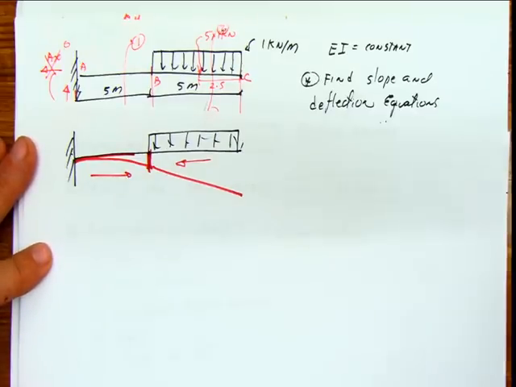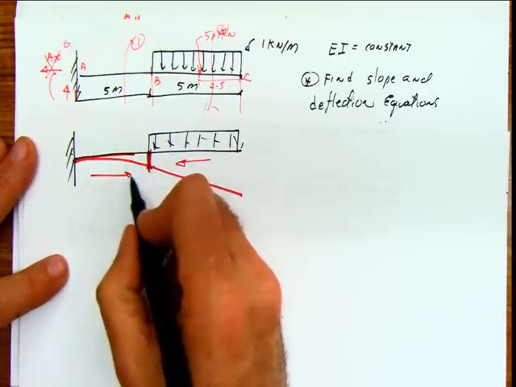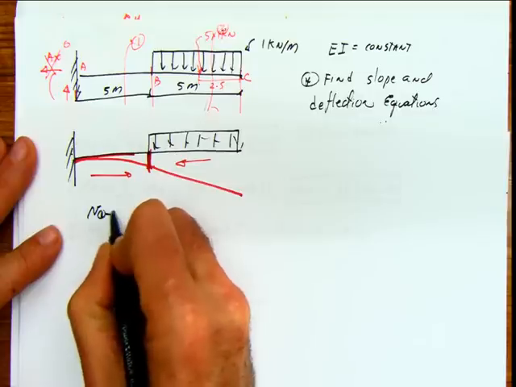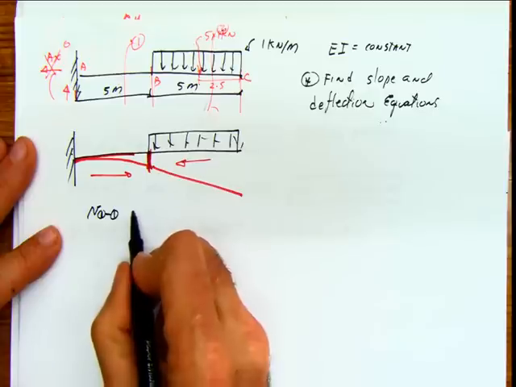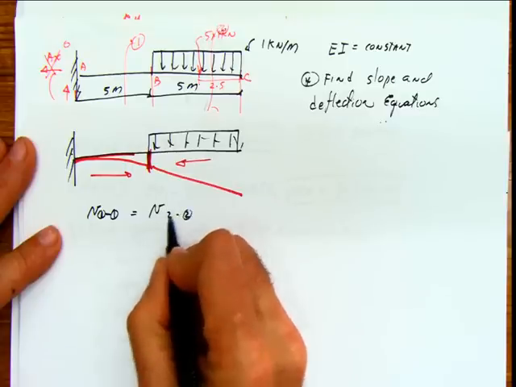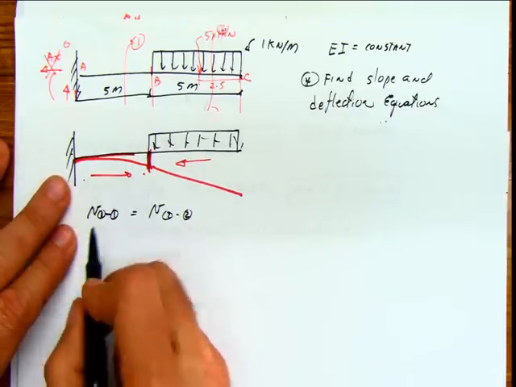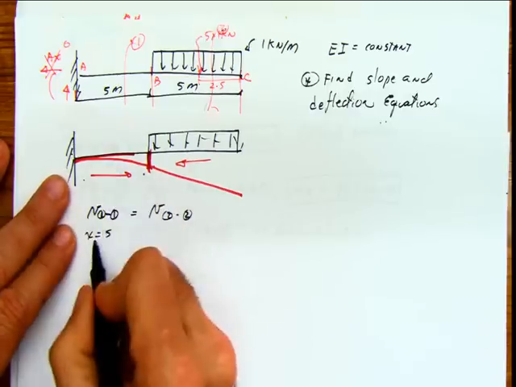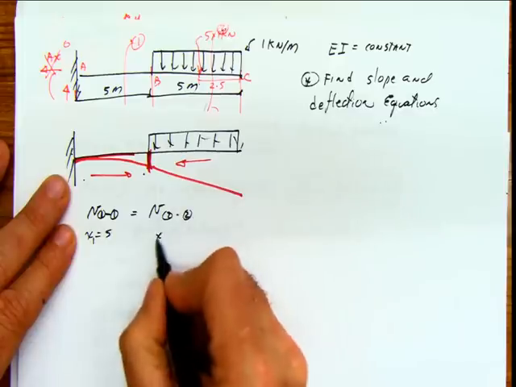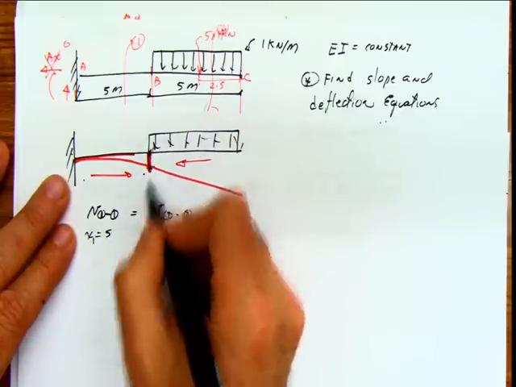So in other words, my boundary condition says that the deflection calculated following my 1-1 cut has to be equal to the deflection calculated by using my 2-2 section. The difference is that I'm measuring x in this direction for x1 equals 5, and for x2 equals 5, I'm measuring in this direction. But when I meet them, the deflection should be the same.